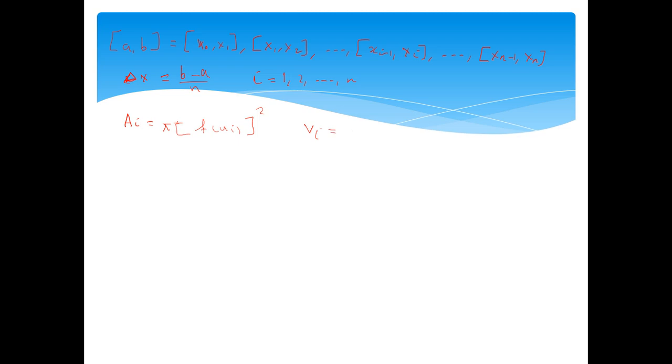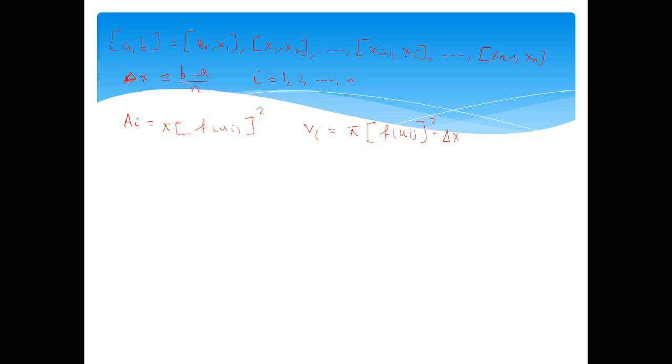Then we're going to find the volume v sub i, which is the volume of one disk. It's going to be equal to pi times f of u sub i squared times delta x. Delta x here is the thickness of the disk.